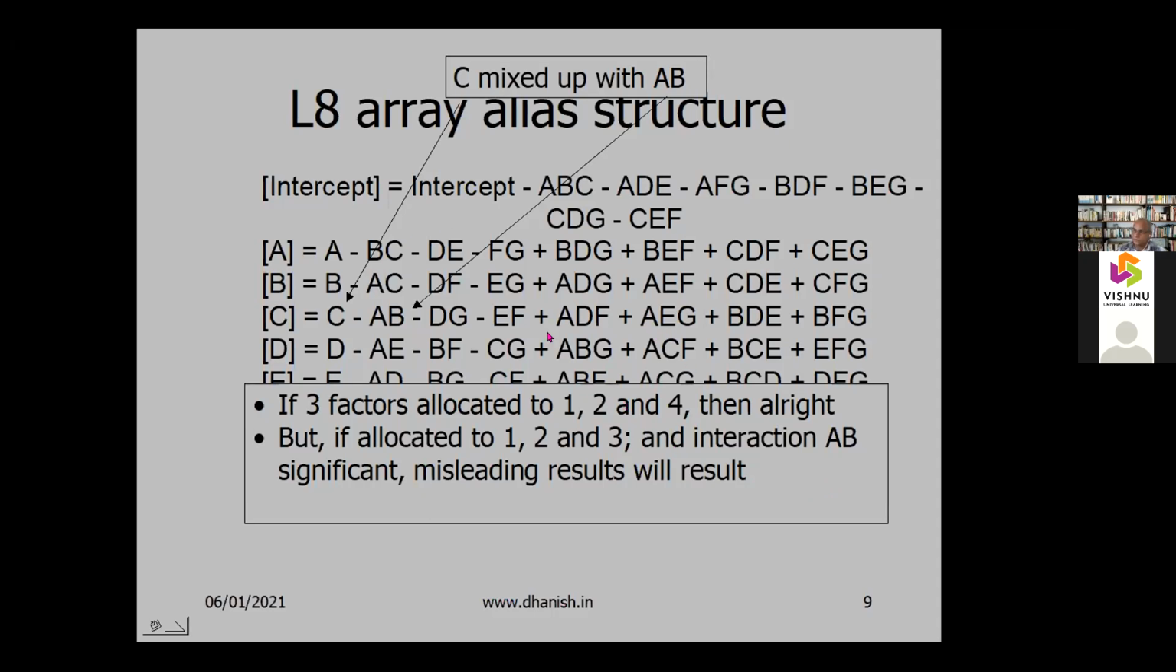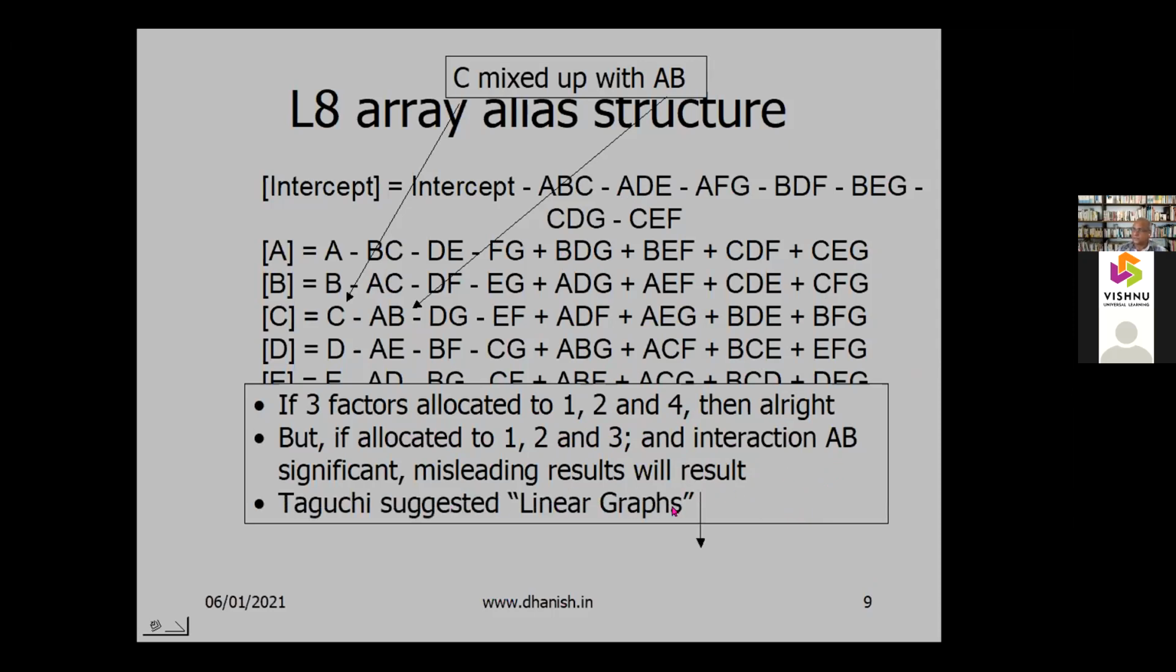Okay. So if you are doing Taguchi methods, this alias structure is also important. There are some people who advocate the Taguchi method, but they never talk about this alias structure. If you are allocating factors to columns 1, 2, and 4, then there's not much of a problem. But if you are allocating factors to 1, 2, and 3, there's a big problem.